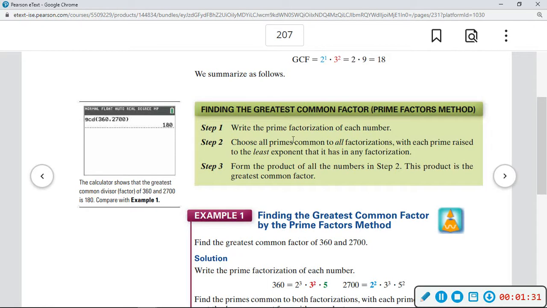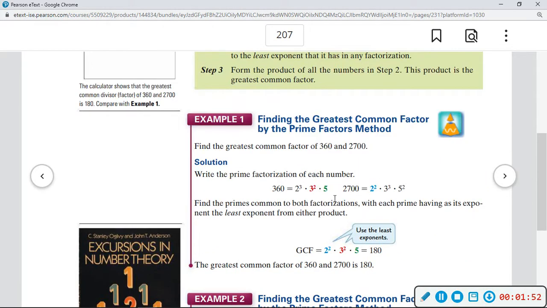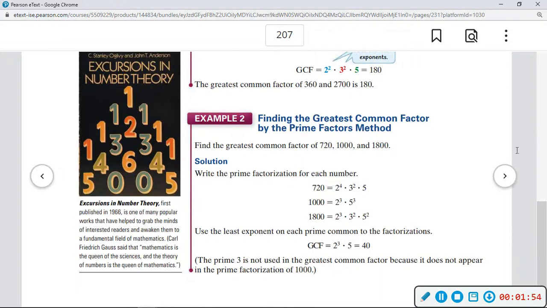Write the prime factorization, choose all primes common to all factors, so the ones that they have in common only, and you're going to raise it to the power of the smallest, which they mean the least exponent, and then from this product that will give you your greatest common factor. So this is a method I use, which they have some examples here. Alright, so you can look through those, and I will do one like this for you.